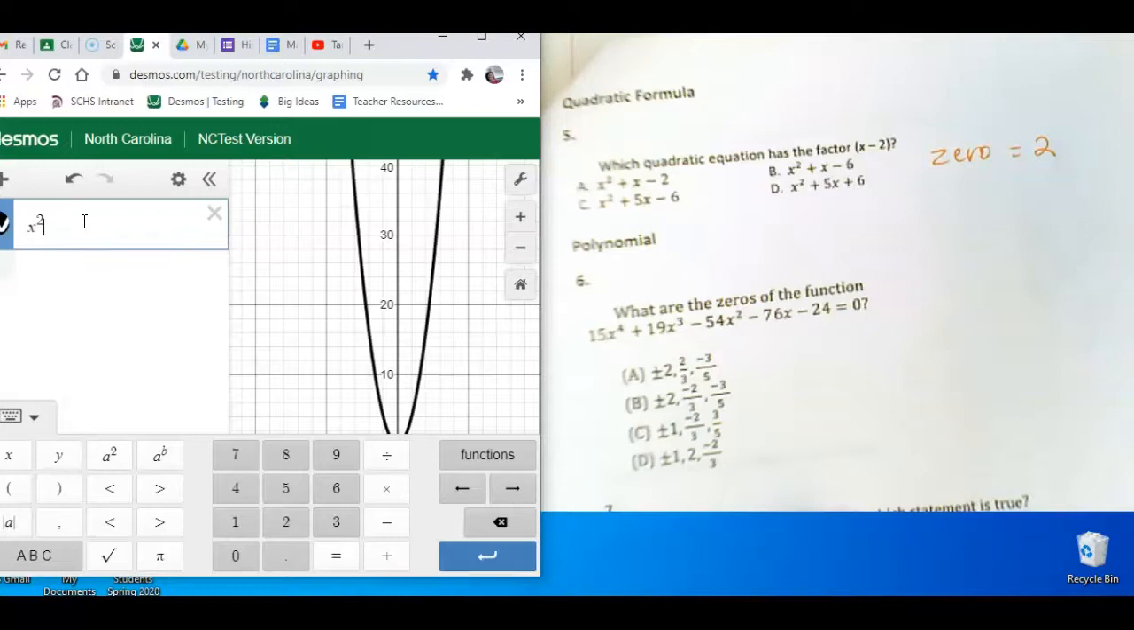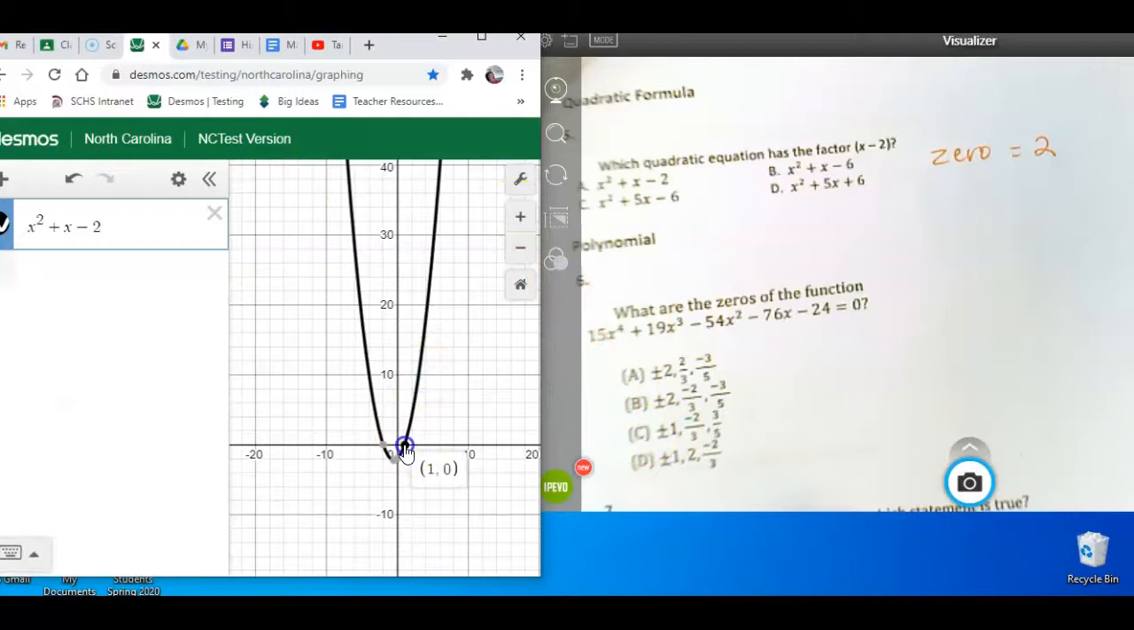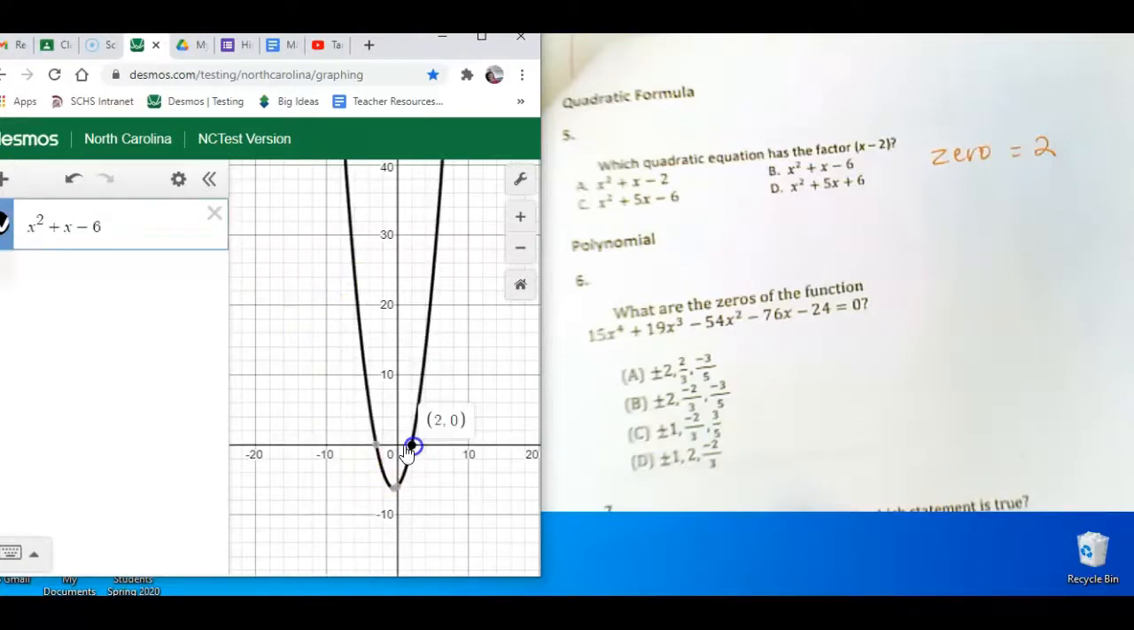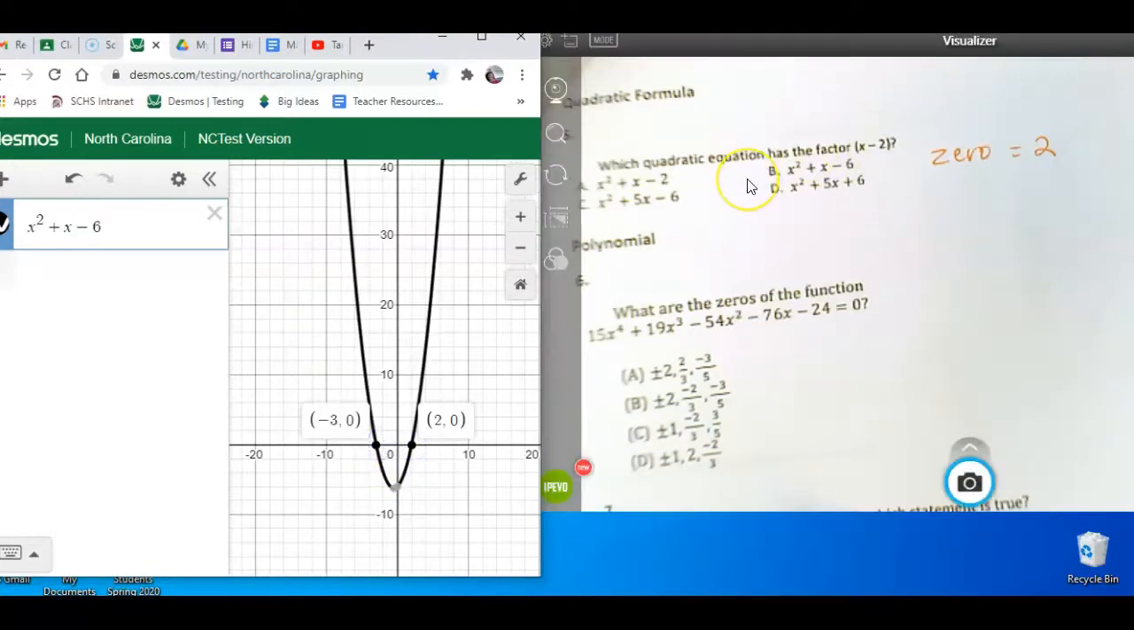So x squared plus x minus 2. That one crosses at 1 and negative 2, so it's not A. X squared plus x minus... That one does cross it too, so it must be B.